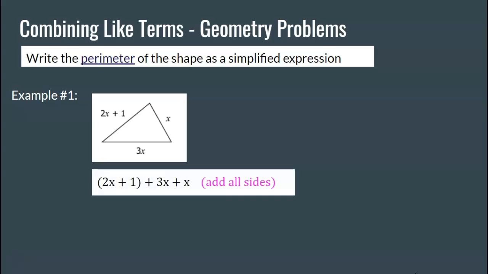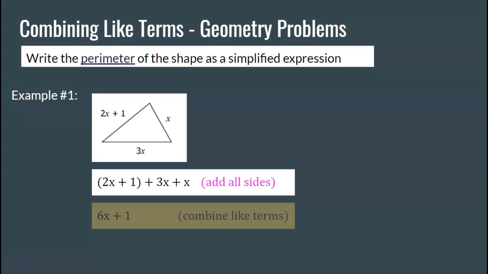So that would be 2x plus 1 plus 3x plus x. Add up all the sides. Then we're going to combine the x terms. 2x plus 3x plus x gives me a total of 6x, and I have one constant, so my simplified expression is 6x plus 1.